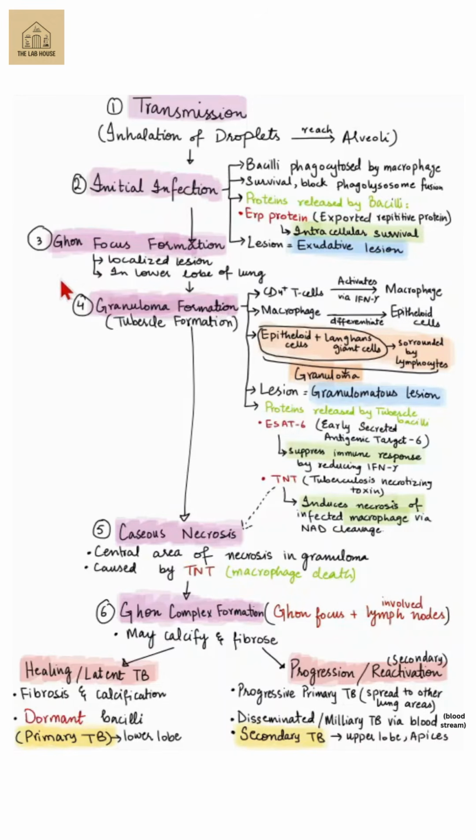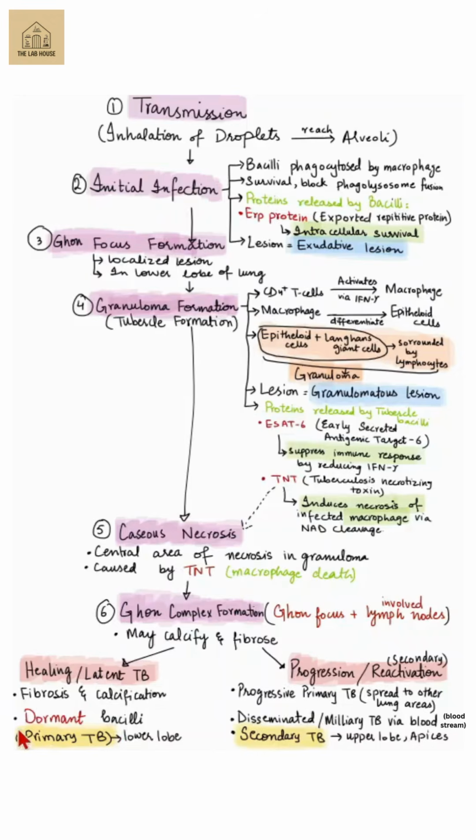So the Ghon focus, which contains the granuloma and central area of caseating necrosis, when combined with the regional lymph nodes, meaning the Ghon focus plus the regional lymph nodes are involved, is known as a Ghon complex. The Ghon complex may calcify and fibrose and become dormant, meaning it is present at the place. It will not spread. It will not cause symptoms. The bacteria will become dormant.